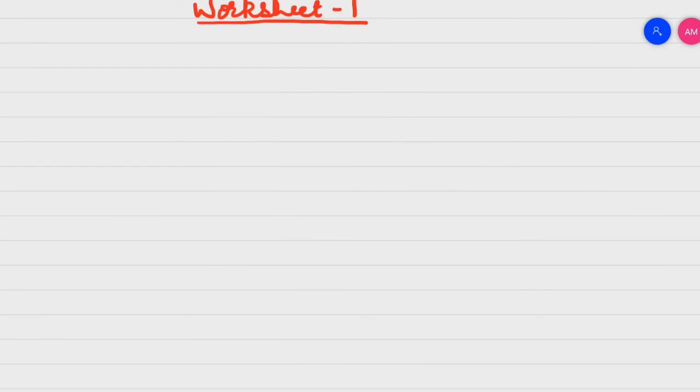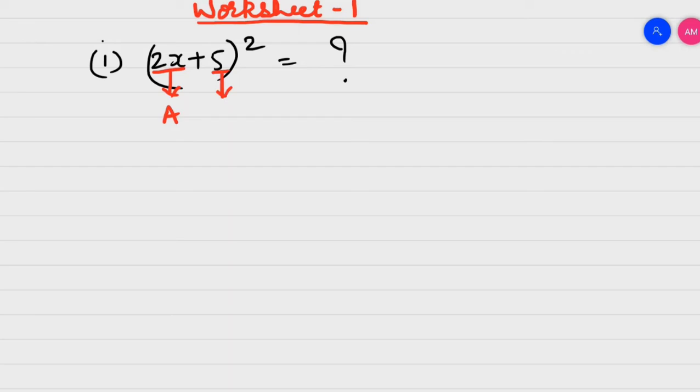Come on children, now let us solve some questions using the identity (A plus B) whole square is equal to A square plus B square plus 2AB, using the first identity. Find the following by using identity 1. The first question I'm going to solve here is (2x plus 5) whole square. How will you find the value of this? Now we can use the identity. Suppose you are taking 2x as A, and this 5 is equal to B.